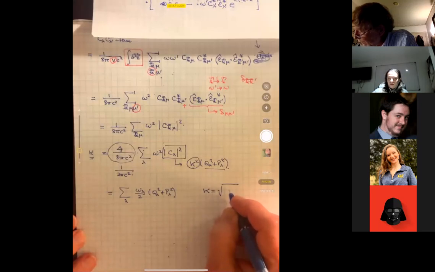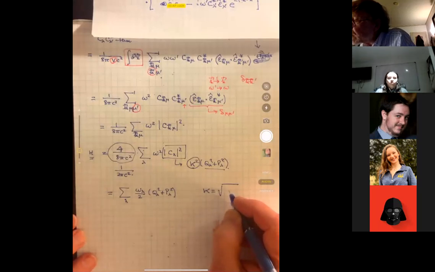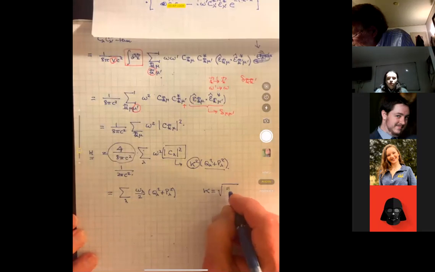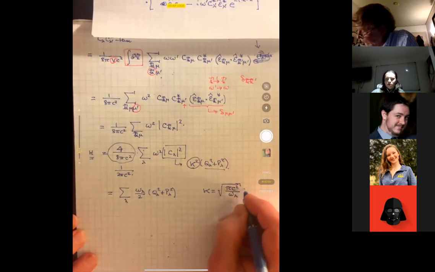Let's see, what am I missing here? What is k equal to? I've lost track of it. K is equal to, oh yeah, it's equal to the square root of pi c squared divided by the frequency omega lambda, like so.